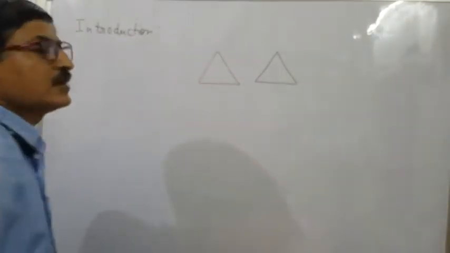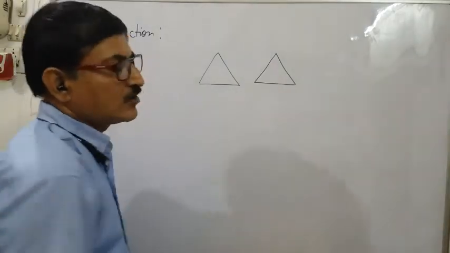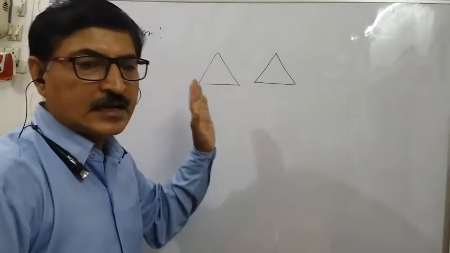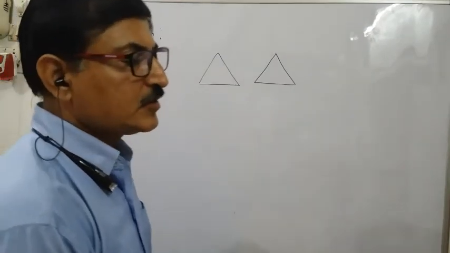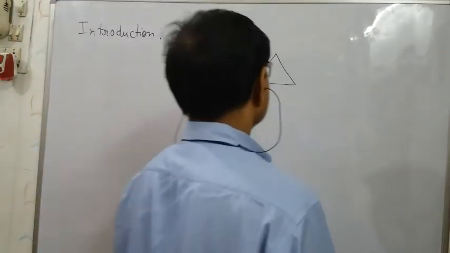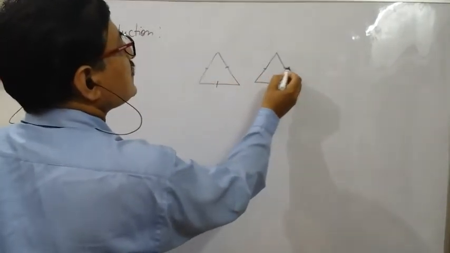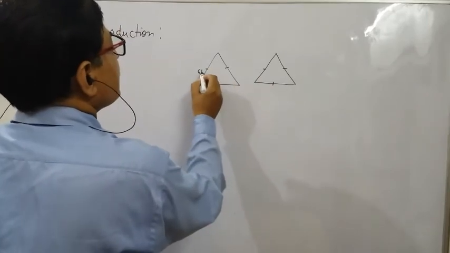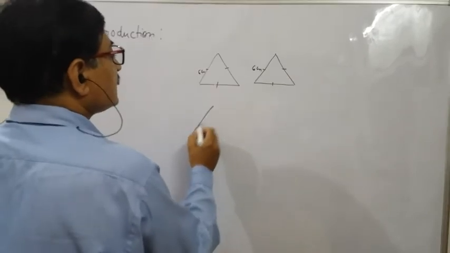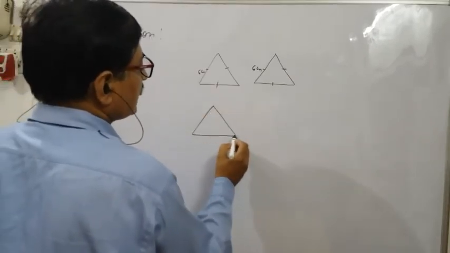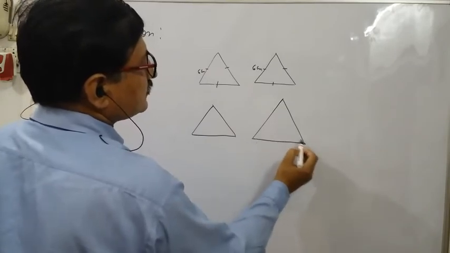Suppose one triangle you have constructed is 6 centimeters and the other is also a 6 centimeter equilateral triangle. Both are equilateral triangles. Then that will be congruent. The difference between congruent and similar: here I have given the equilateral triangle, where these three sides are equal, and this is 6 centimeters, this is also 6 centimeters, they are congruent. But when I construct two triangles, one is a 6 centimeter equilateral triangle and another I have taken of 8 centimeters.